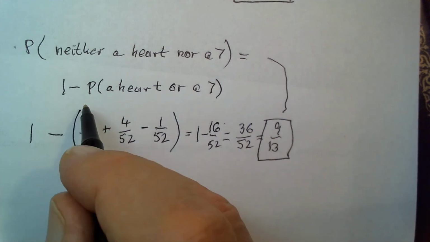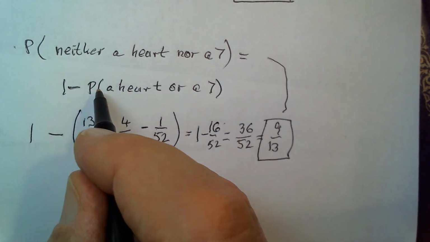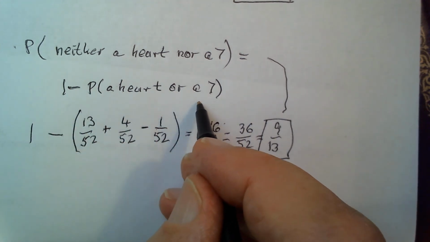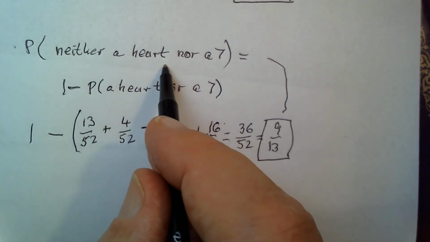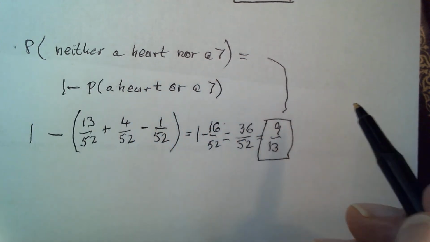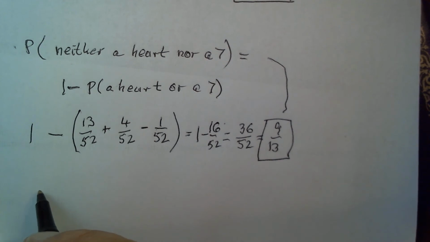And again, by using the property of 1 minus the probability of a heart or a 7. In other words, the complement of neither a heart nor a 7. How do we find the odds?